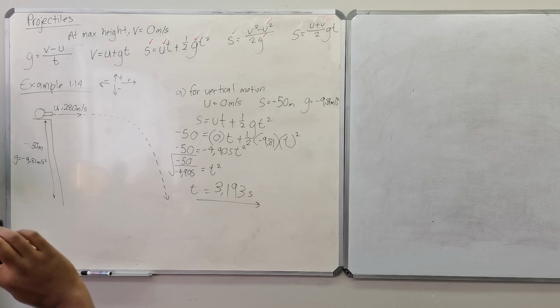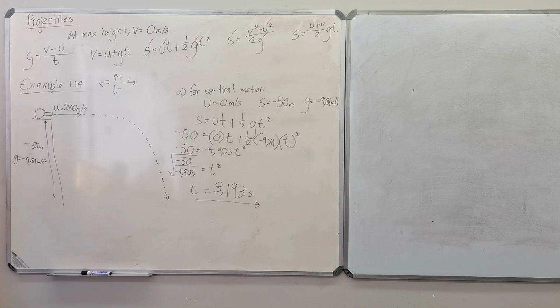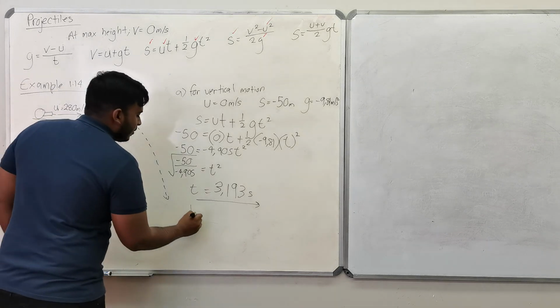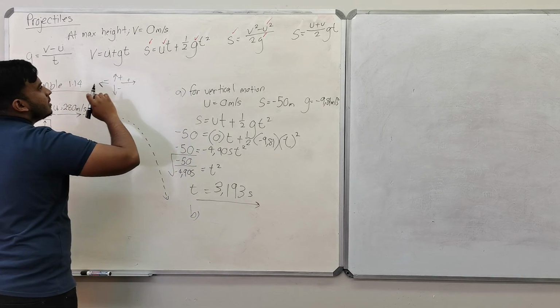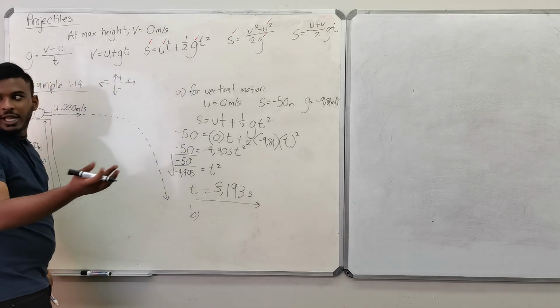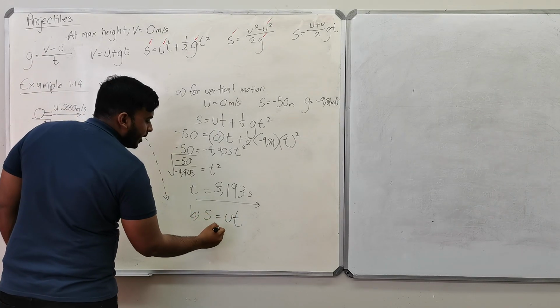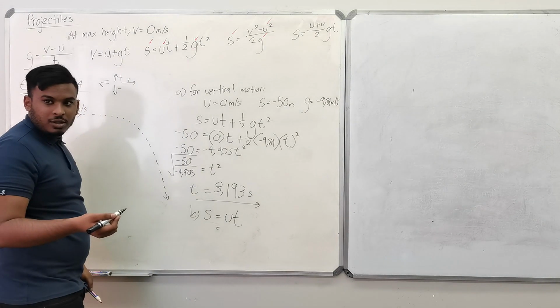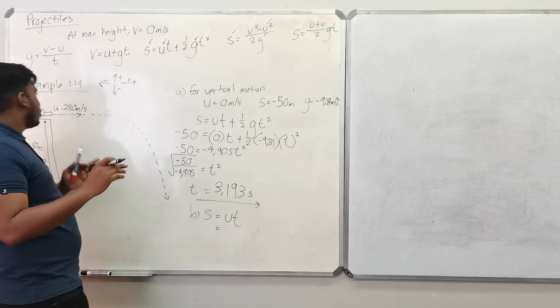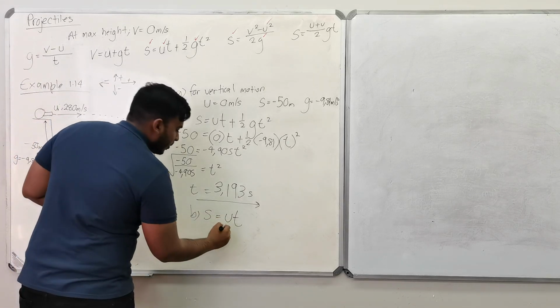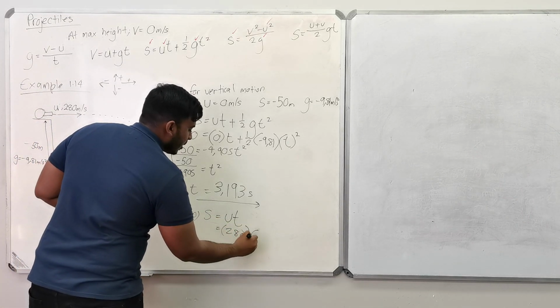Okay, good. Next one, B. They ask you for the horizontal displacement of the shell. This is exactly like how we did the last one, but now we know the time taken. Using this formula, gravity will be 0, obviously, so your formula becomes displacement is equal to ut. We know the initial velocity, now back to horizontal, 280. So it'll be 280 times 3.193.